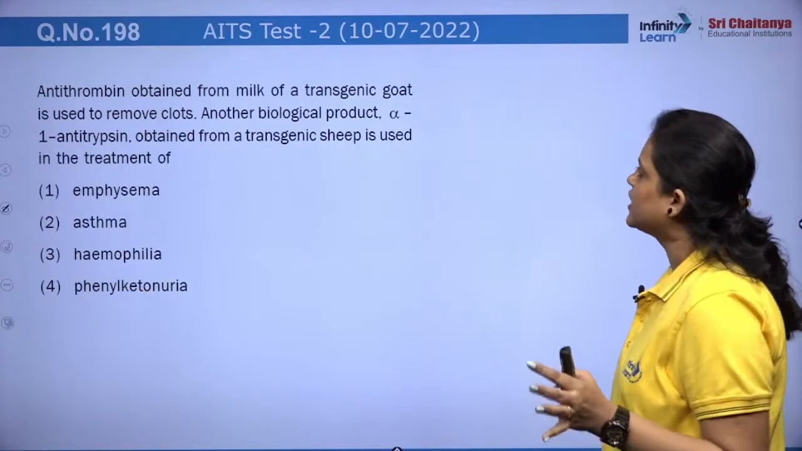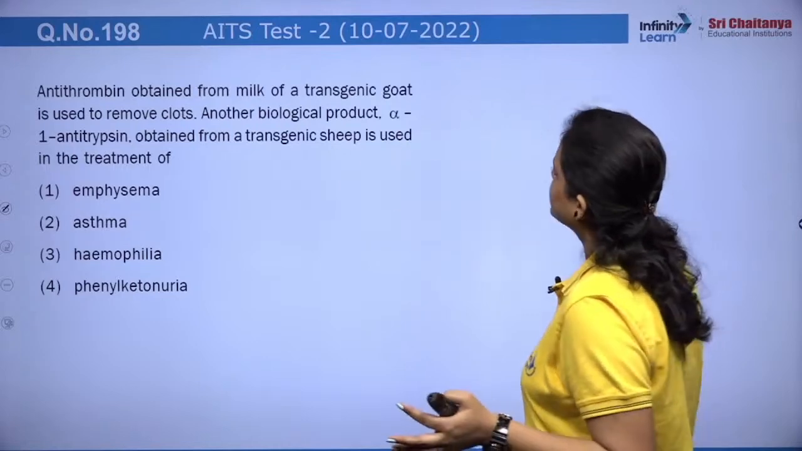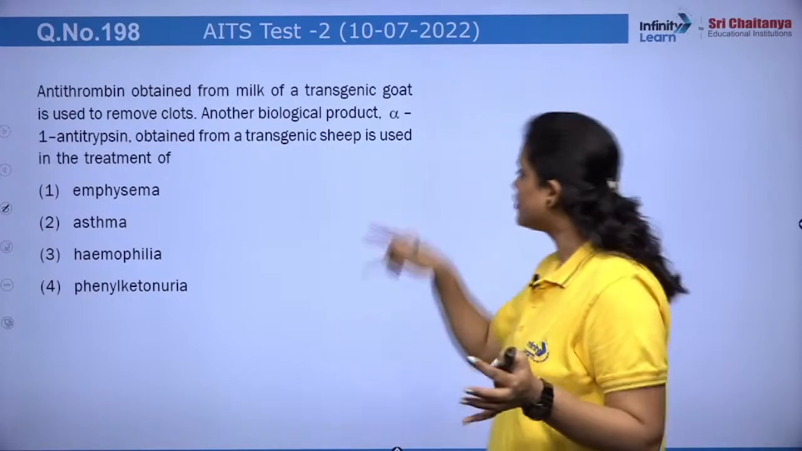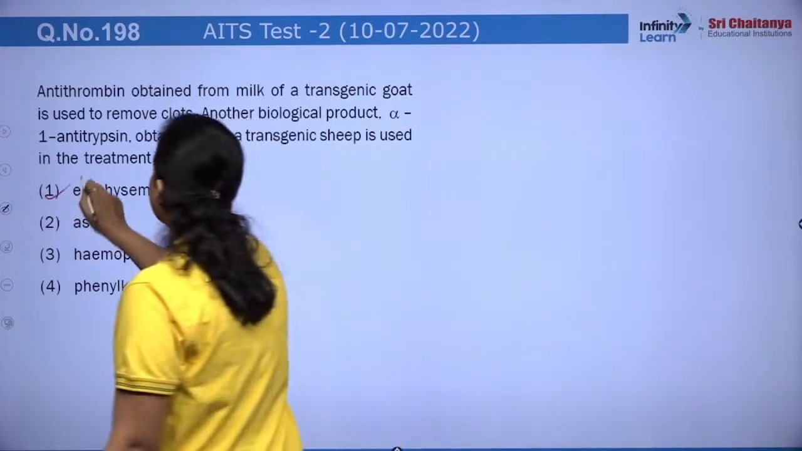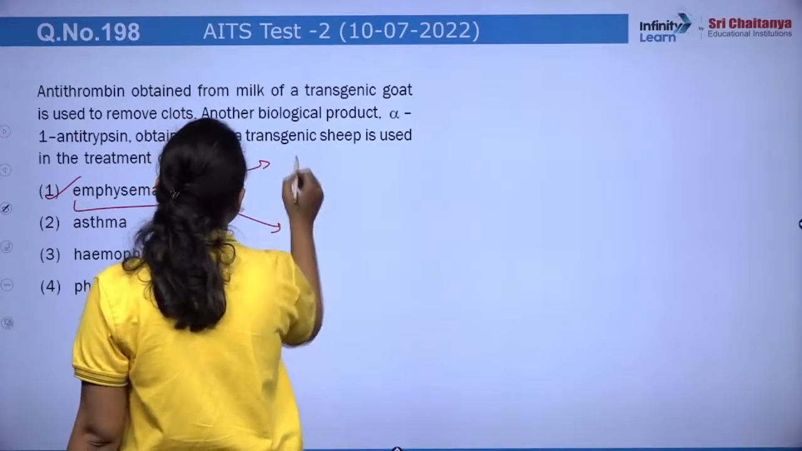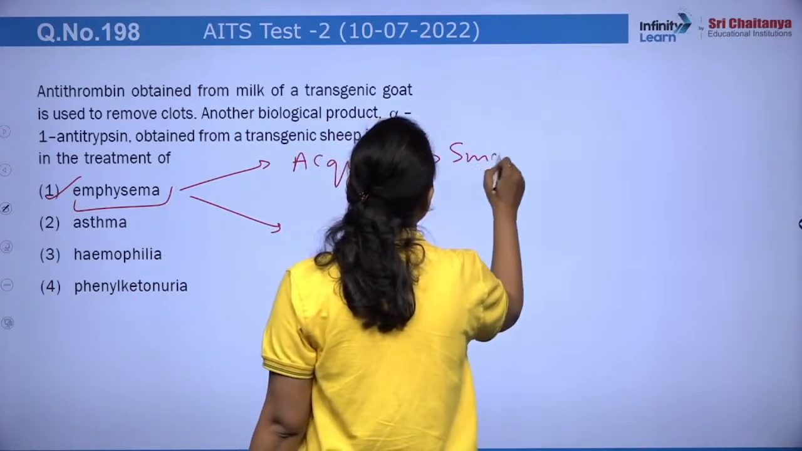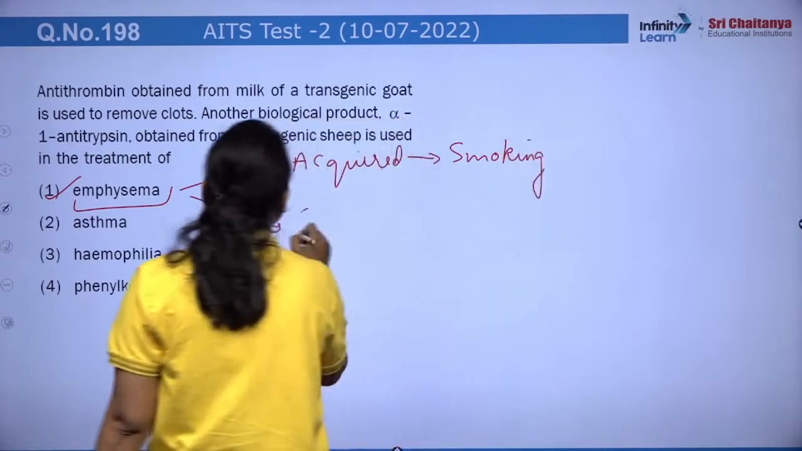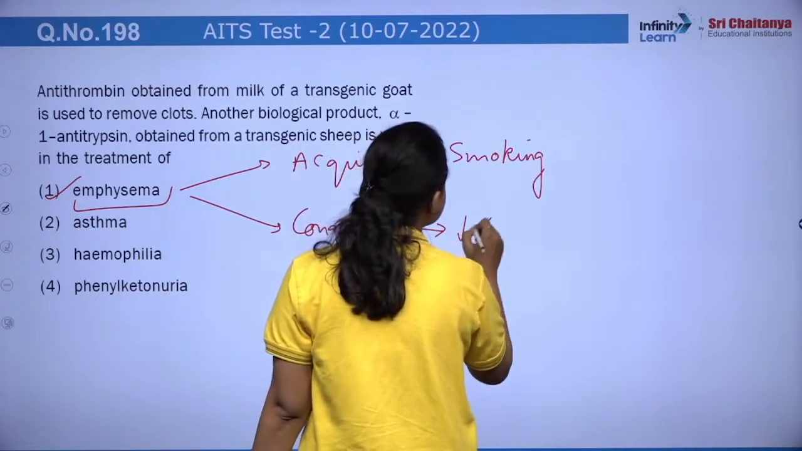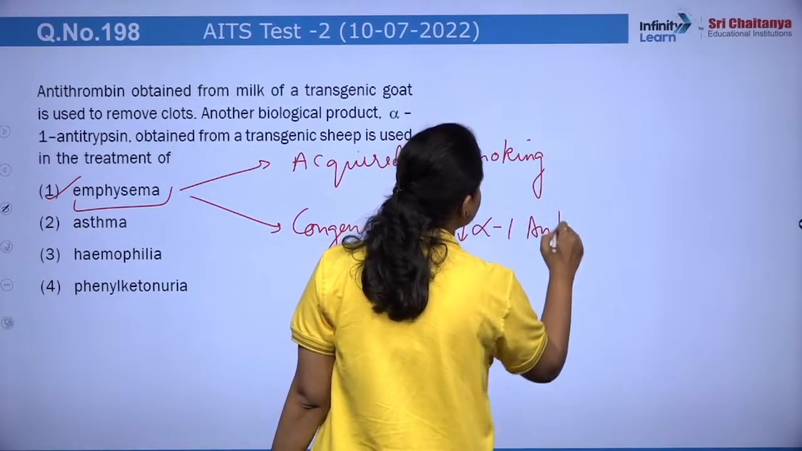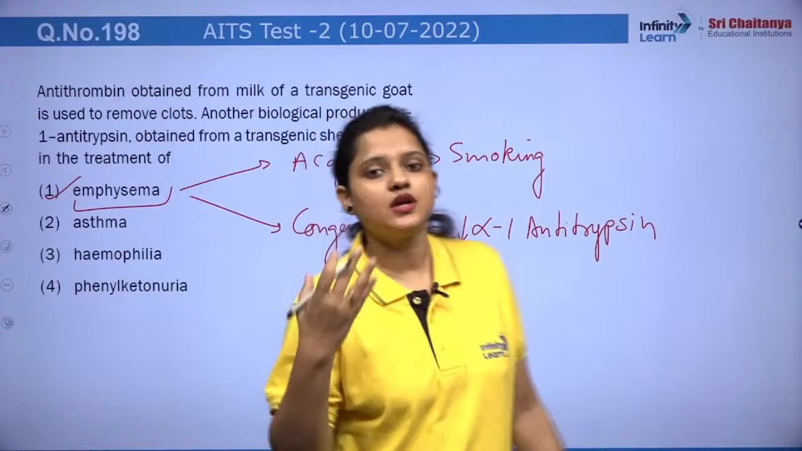Antithrombin obtained from the milk of a transgenic goat is used to remove clots. Yes. Another biological product, alpha-1 antitrypsin, is also obtained from transgenic sheep, and is used in the treatment of emphysema. Emphysema is of 2 types: acquired, which is caused due to smoking, and congenital, which is caused due to deficiency of alpha-1 antitrypsin enzyme. So what happens in emphysema?